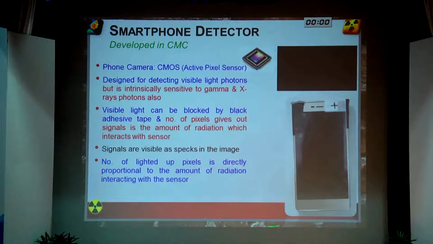You can see a normal cell phone, and we can use the camera, which usually detects visible light. It's also found to detect gamma and X-ray radiation. So that is covered with a black piece of tape so that the visible light is cut off, and then you can detect the specks. So I hope you can see this. You can see here some small specks, and this is calibrated to the dose values. So we can calibrate this.